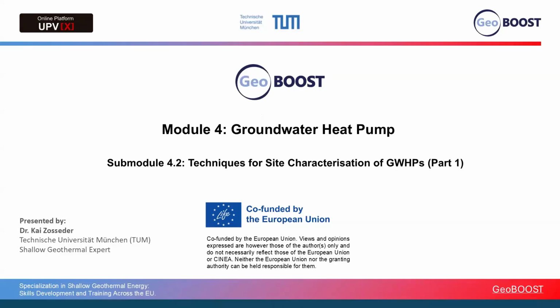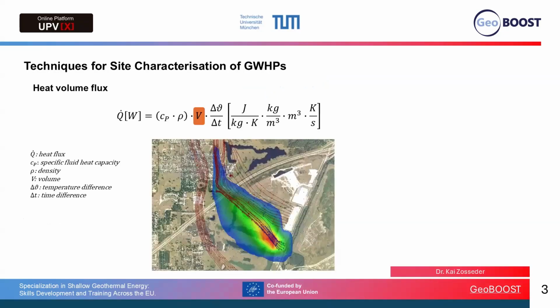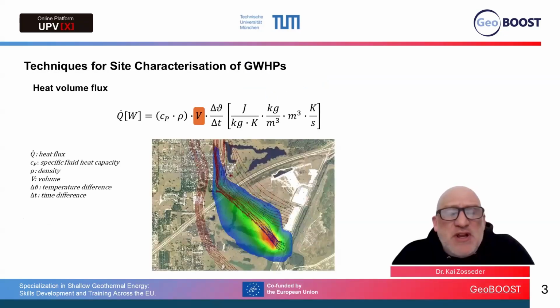We are on module 4, dealing with groundwater heat pumps. In submodule 4.2, I will tell you something about the techniques, how to characterize our site to successfully implement a groundwater heat pump system. For this, we have to know the equation, how much heat can we abstract from the underground, from our aquifer.